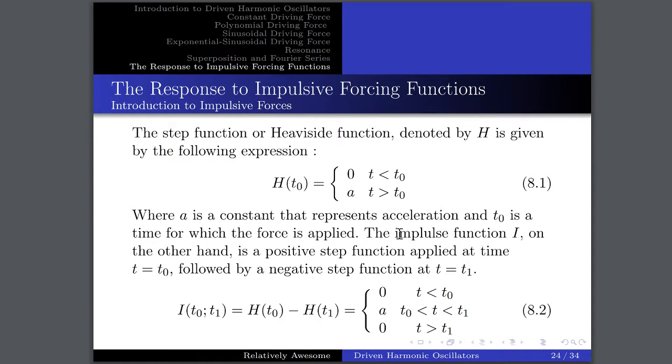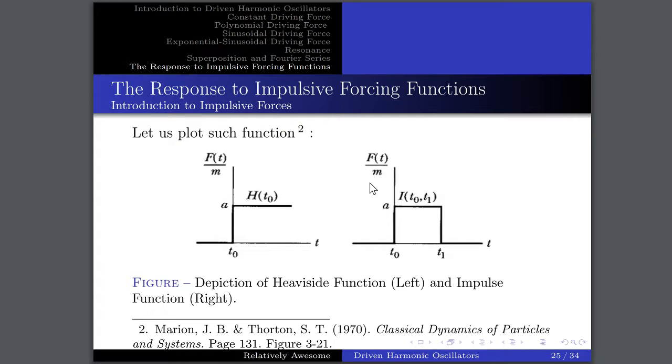On the other hand, the impulse function is the positive step function applied at a time t equals t naught, followed by a negative step function at t equals t sub 1. This is also a piecewise function and is 0 at t less than t sub naught, and a between t sub naught and t sub 1, and 0 at t greater than t sub 1. Plotting such functions, we yield on the left side the Heaviside function, and on the right side the impulse function.